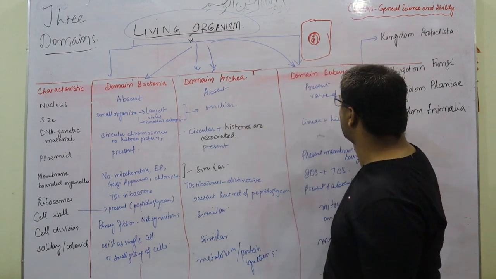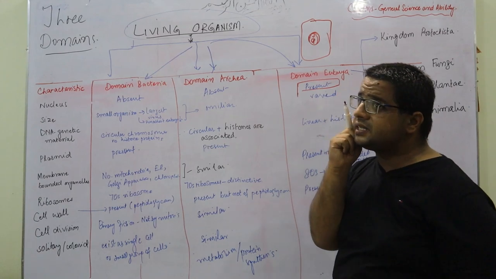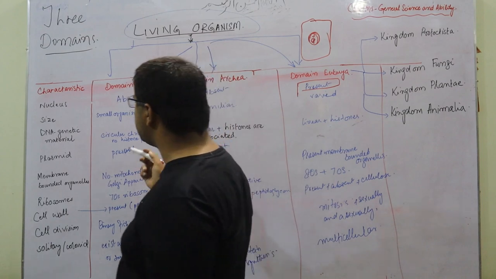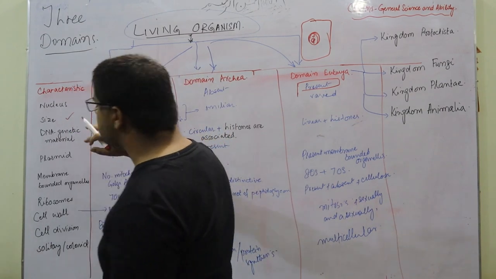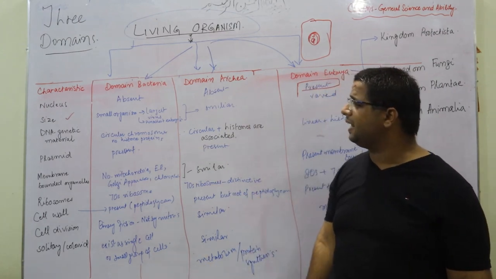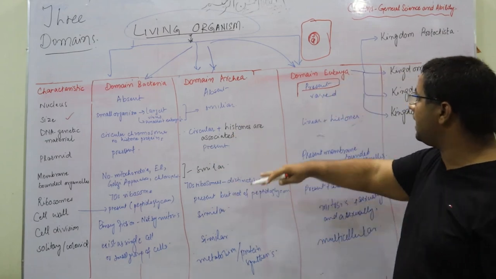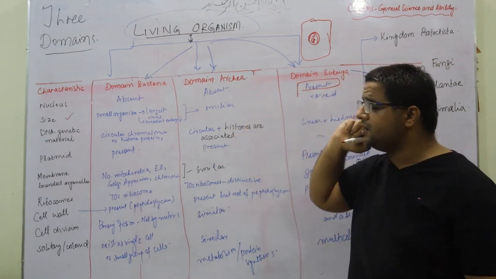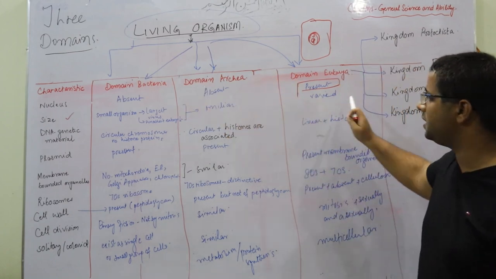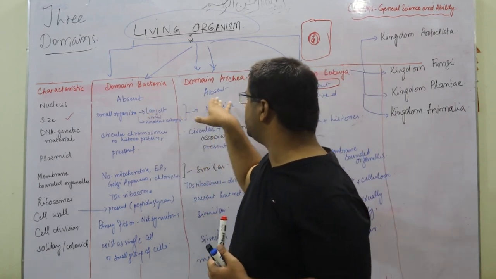While in the case of eukaryotes, a true nucleus is present. While the size varies, most of the characteristics listed here match between domain bacteria and domain archaea, and certain characteristics overlap. That is why domain archaea is placed in between domain bacteria and domain eukaryota. So the size matches between domain bacteria and domain archaea.